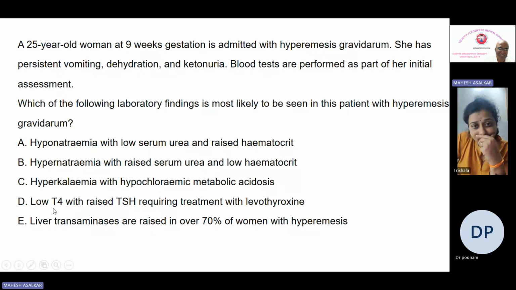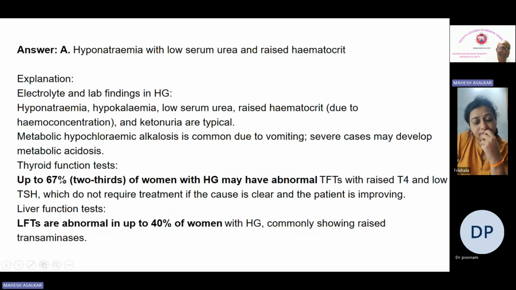Another thing is thyroid abnormalities are seen in 2/3 of cases, that is 67% of patients, and LFTs are abnormal in 40% of cases. Sometimes they ask these numericals. I don't know why they ask these numericals, but they are fond of asking some numericals. But if you listen to my lectures, automatically it will be in your ears. Up to 67% of women will have abnormal TFTs, and LFTs will be abnormal in 40%. We get confused between the two.